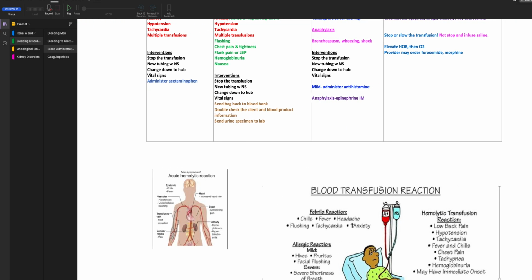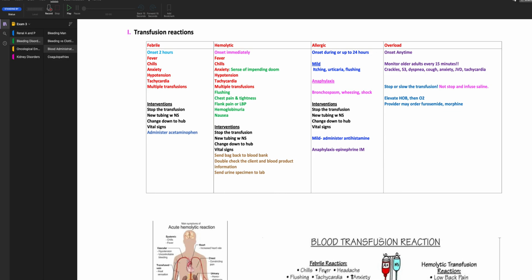All right, now I'm going to talk about the reactions. A febrile reaction is going to happen within 2 hours. The patient's going to have fever, chills, anxiety, tachycardia. It usually happens after multiple transfusions. That's what I was alluding to earlier when I worked on the oncology unit. They're used to getting a lot of transfusions, so we used to just pre-medicate.